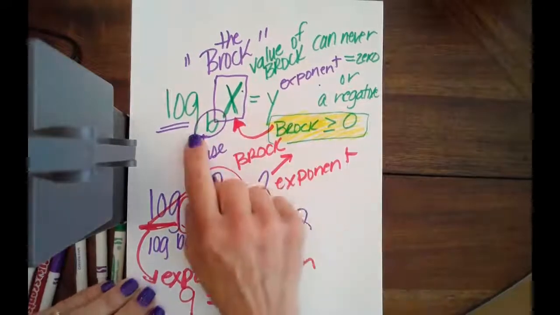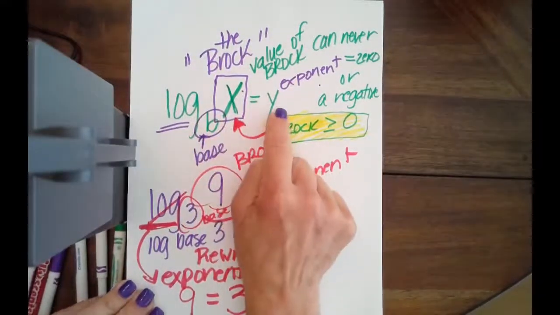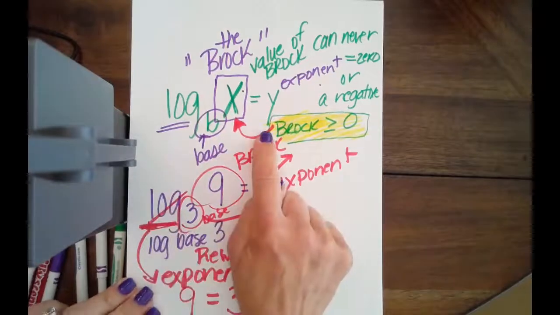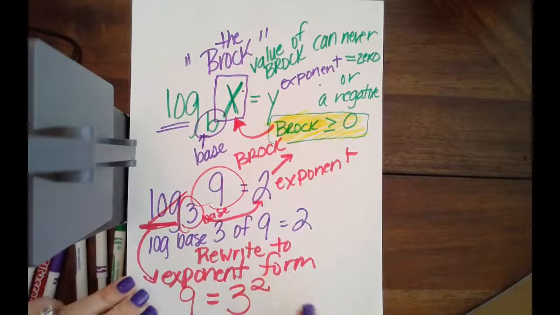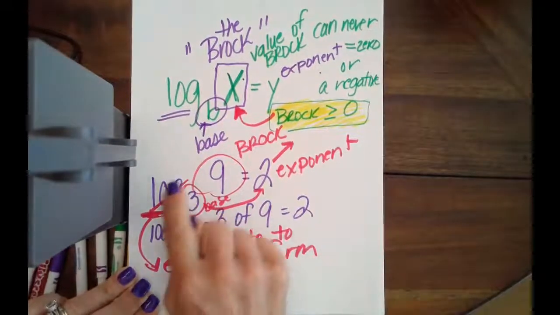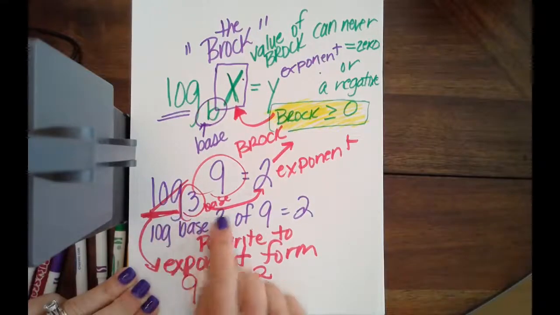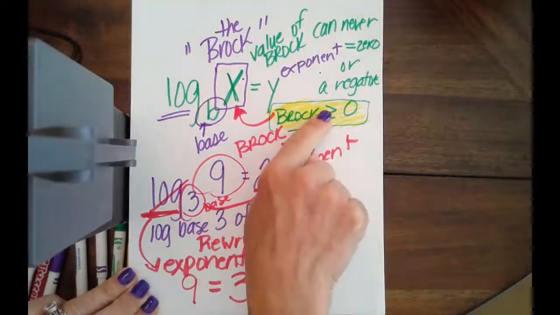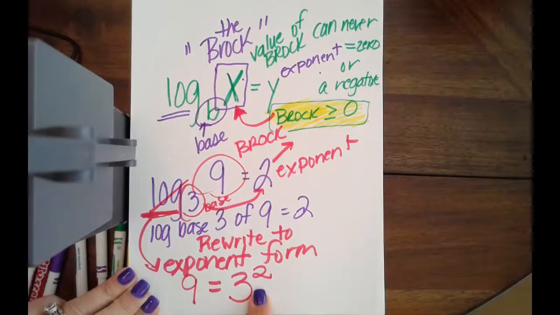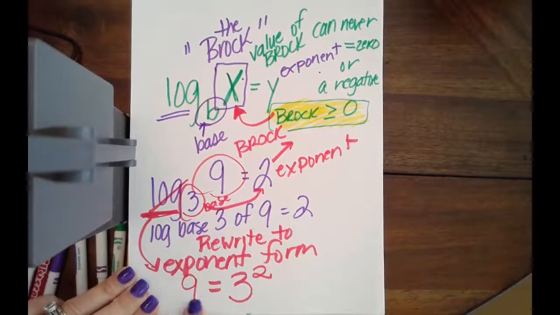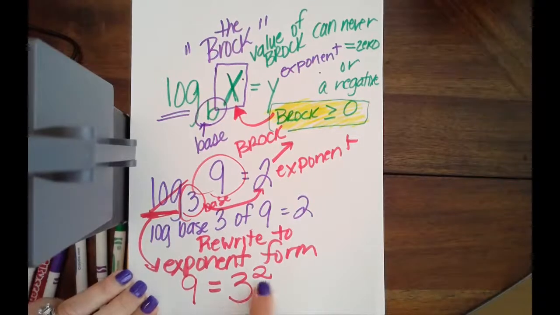Okay, so again, log base b of x equals y. That's logarithmic form. Exponent form of the same statement: you would lose the word log, the base would swing over, push the exponent up into exponent position, and you are saying, of course, that 3 squared equals 9. And this is our block, this is our base, this is our exponent.